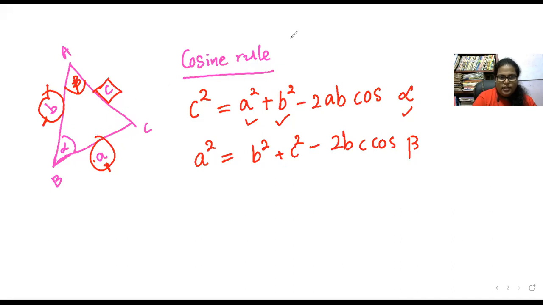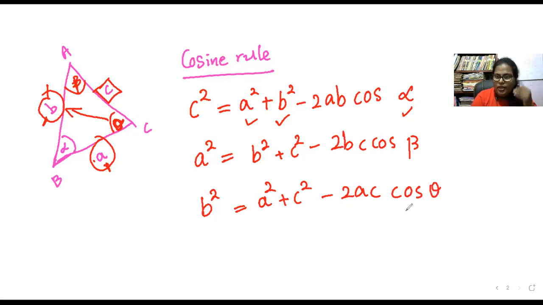Likewise, if you take this angle as theta, you can write a cosine rule formula for this theta angle also. So b square, since the opposite side of this theta angle is b, and two adjacent sides are a and c. So a square plus c square minus 2ac cos theta. This is the way we use the cosine rule for each angle in this triangle. Can you understand this now?